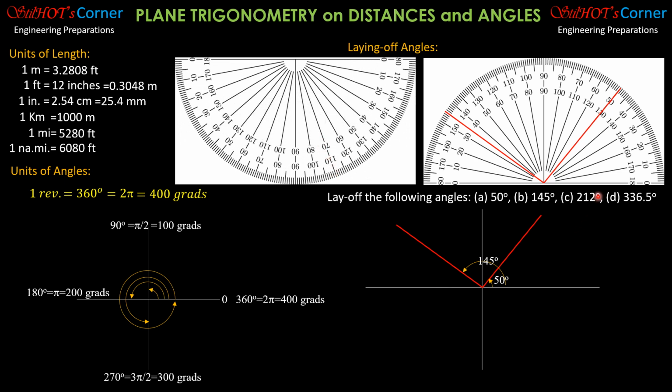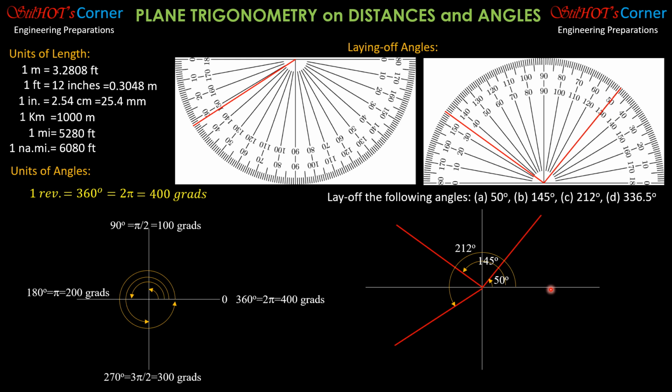Then for 212 degrees, it is somewhere here in the third quadrant. It's more than 180, so we add 212 minus 180, 32 degrees. So from here, 10, 20, 32 as shown. Then assuming it fits now here, then we can easily lay off 32 degrees. Then from the positive x-axis in counterclockwise direction, that's 212 degrees.